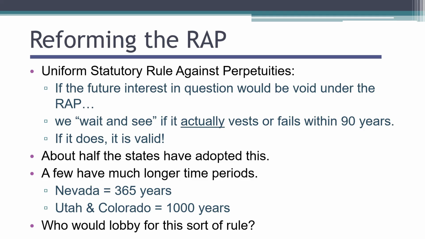Who would lobby for this sort of rule? Who likes the idea that a future interest could be valid even though it would violate the common law rule? Well, the answer is that banks and trust companies love it because they love the idea that trusts can last for very long periods of time. And a trust is subject to the rule against perpetuities if its beneficial interests violate the rule. So many times a bank's trust that would be struck down under the rule could be validated under the statutory rule against perpetuities. At a minimum, they'll have at least 90 years to find out.